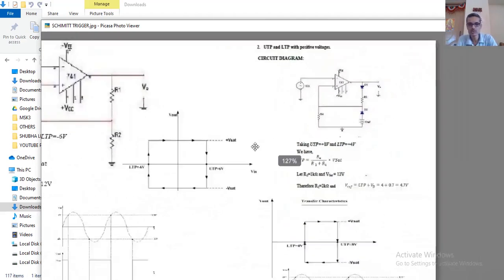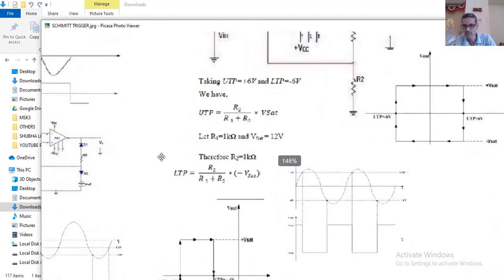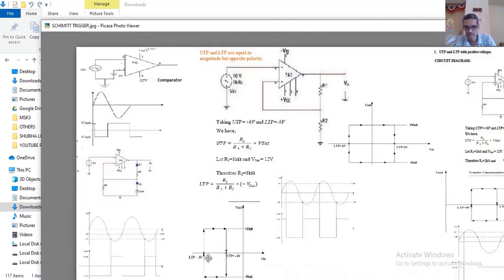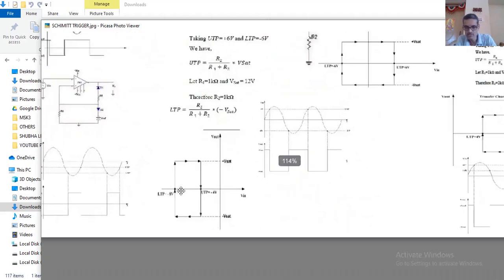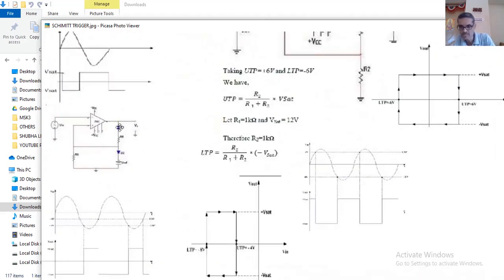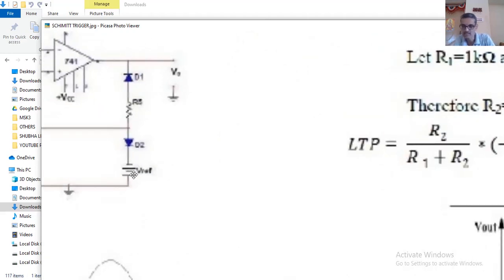Now I will explain one more, the last circuit here. This is the same as the third one, but the only difference is that both LTP and UTP are negative. That is minus 8 and minus 4, as you can see over here. So compared to the previous one, we just change the diode direction, and the supply also is reversed. That time it was plus and minus, now it is minus and plus.